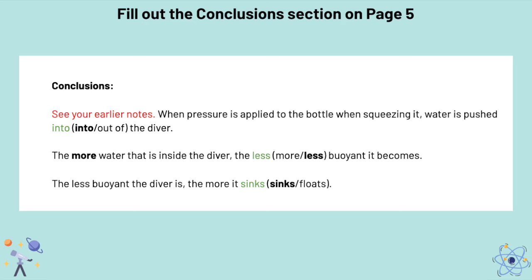When you squeezed the bottle or applied pressure, the water went inside of the diver, making it more dense. Because it is more dense, it became less buoyant. And the less buoyant the diver is, the more it sinks. This is why the diver sunk to the bottom whenever you squeezed the bottle. And the increase in density is also the explanation for why the more dense diver in part 1 sunk to the bottom of the cup.